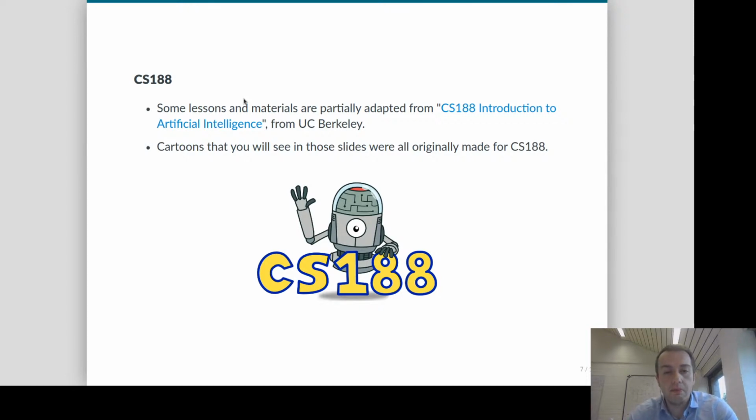Some of the lessons of this course are also inspired from another course, also known as Introduction to Artificial Intelligence, which is given at Berkeley. The content is really more or less the same as mine. So if you want to have another version of the course, a different kind of explanations covering the same concepts, this is really also a good course to go to.